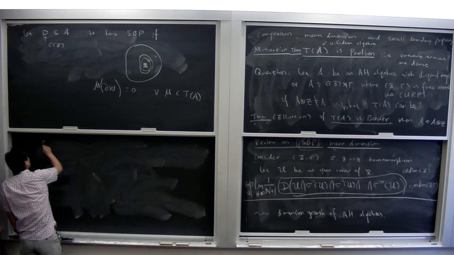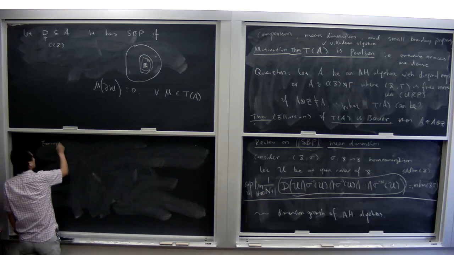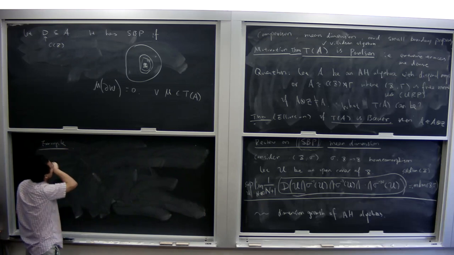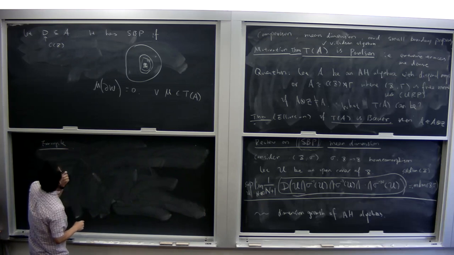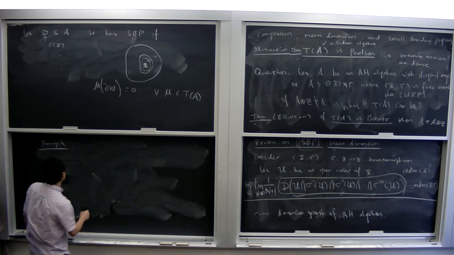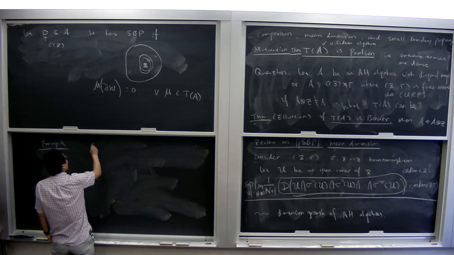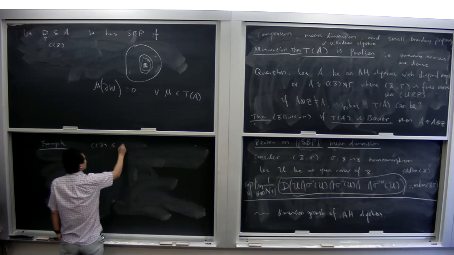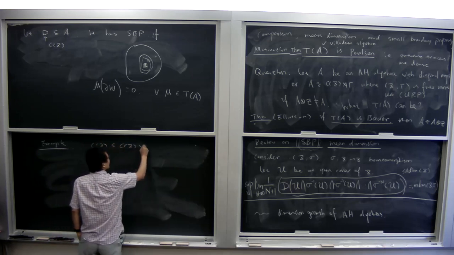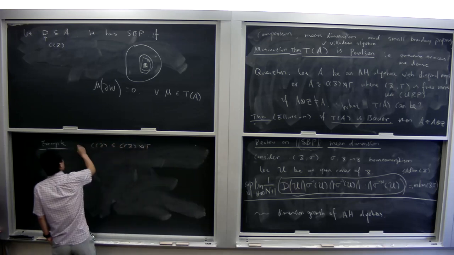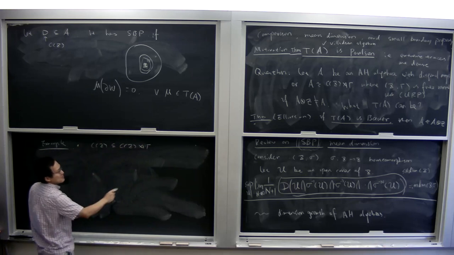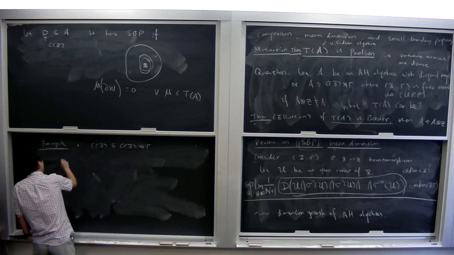So, example. Something not from a dynamical system, or maybe example zero is just C(X) inside C(X) cross Gamma. This actually is that example.